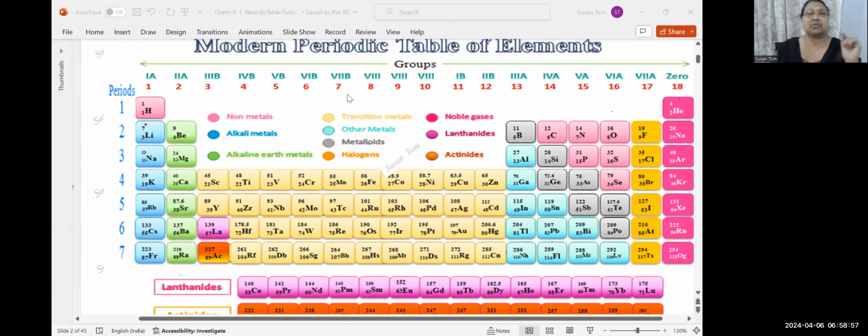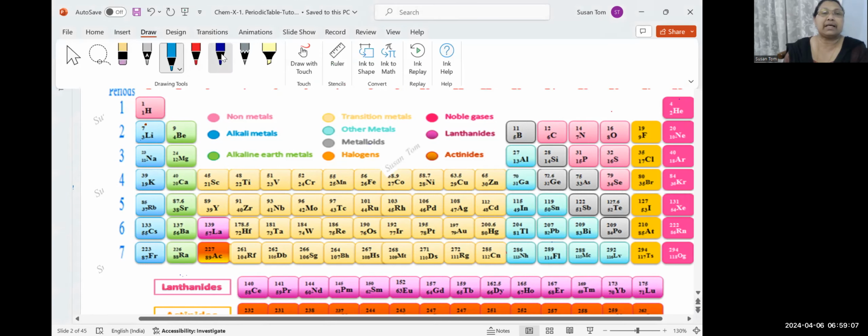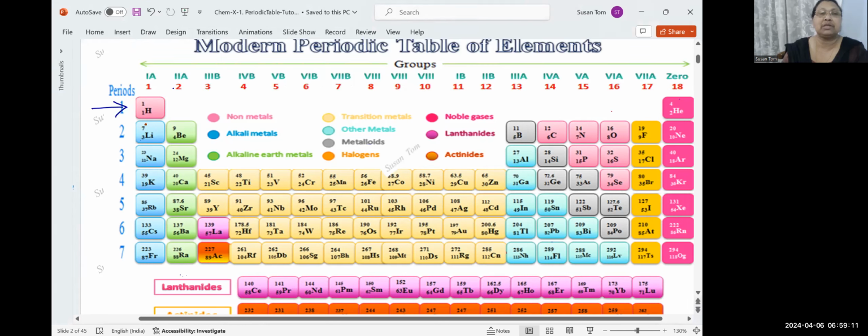Okay, come on. So the modern periodic table has a total of 7 periods. Which are the periods? Horizontal rows. Basically, what you need to know is that periods are horizontal rows. It has 7 horizontal rows. Each period is a horizontal row. So in the first period, we have only hydrogen and helium.